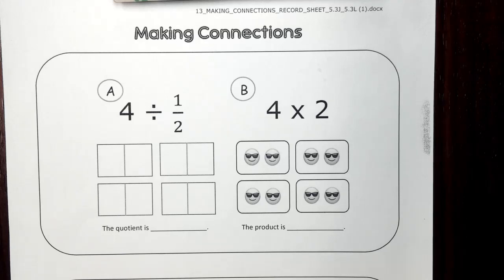I want the friends that are not with us today to be able to understand our number talk so that when we get ready to do our lesson today, those connections are made. So the first thing I'm asking you to do is to look at A, 4 divided by 1/2, and B, 4 times 2. I just want you to notice what is alike and what is different. Take 30 seconds to notice what is alike and what is different. Go.